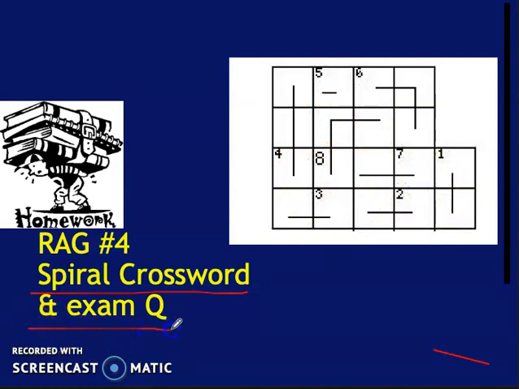And there is 1 exam question. You may have to plot the graph yourself if you can't print. Do the best you can. And the RAG sheet is about to follow, and you need to annotate your notes for RAG statement number 4.